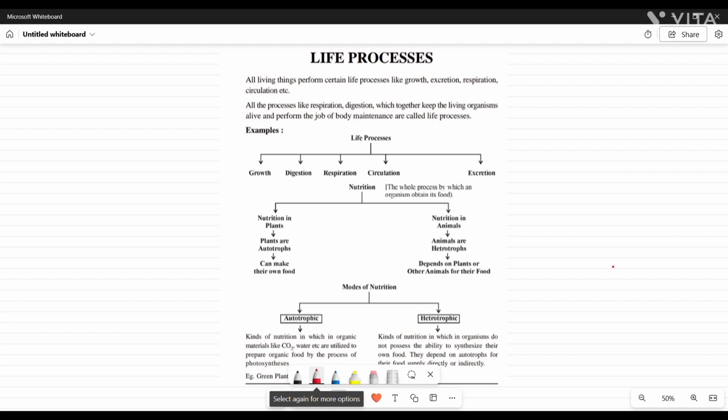In today's video, I am going to walk you through one of the most important chapters in your class 10 science syllabus, life processes. Just to be clear, this video is strictly for class 10 students. We are covering the basic and exact concepts which you need to understand and score well in your board exams.